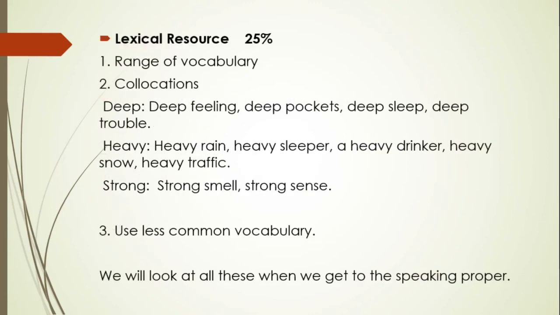The next is lexical resource. What does that mean? It means your range of vocabulary. Try not to use less common vocab. So the next one is collocations. For example, you have deep feeling, deep pockets, deep sleep, deep trouble. So putting 2 words together, 2 nouns or 2 adjectives together to make a meaning. You have heavy rain, heavy sleeper, a heavy drinker, heavy snow, heavy traffic. Strong smell, strong sense. So these are collocations that you can use to build your lexical resource.